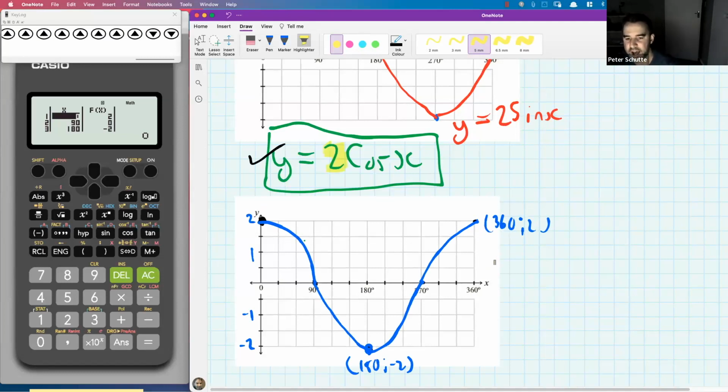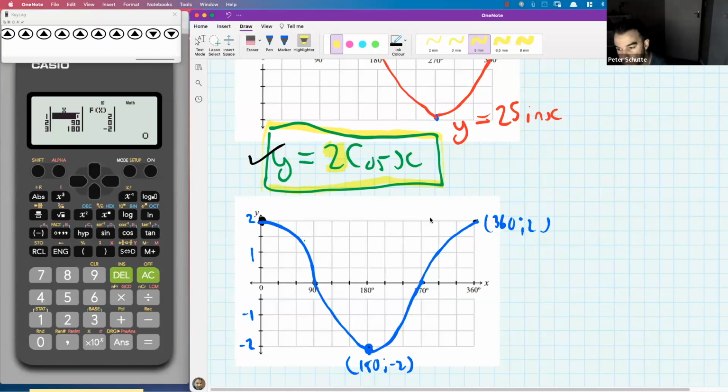Now, before I move on to another graph, I want to ask you a question. For this trig graph that we've just drawn, what is the range of this trig graph? You can put your hand up or you can put it in the chat. What is the range of this trig graph?